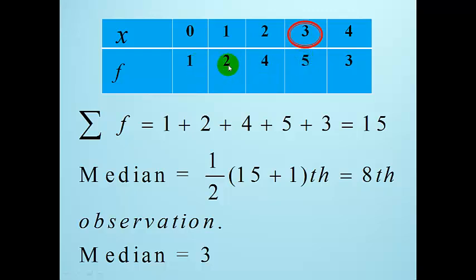Because 1 plus 2 gives us 3, and 3 is less than 8, so we still add. 3 plus 4 is giving us 7, and 7 is still less than 8. So we still add. But when we add 5 to it, we are getting 12. So the 8th observation, we are here. And the number that corresponds to the 8th observation is 3. That means that the median is equal to 3.